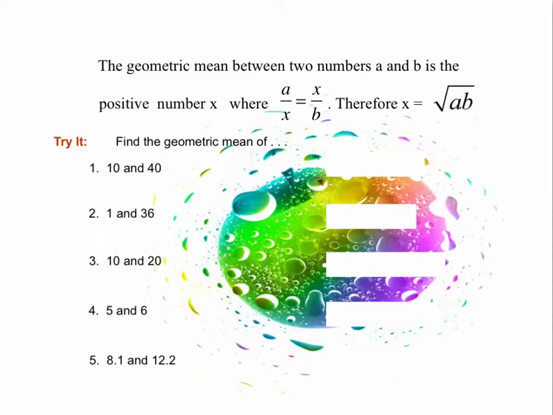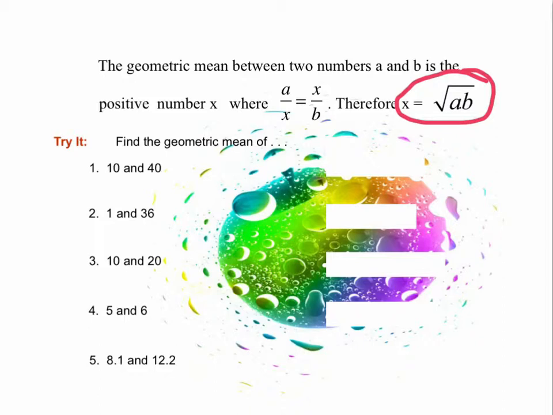Okay, now I'd like you to try it on your own. Just a reminder, the geometric mean between two numbers a and b is the positive number x, where a over x is equal to x over b. Therefore, if you want to solve for x, you cross multiply. Then you'll have x squared equals ab, and in order to get x alone, you square root both sides. So this should be your final statement. This is a rule that you can follow and apply and use in the future. So try it for examples 1 through 5.